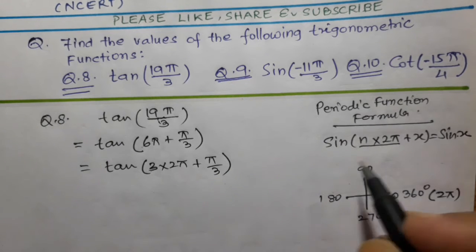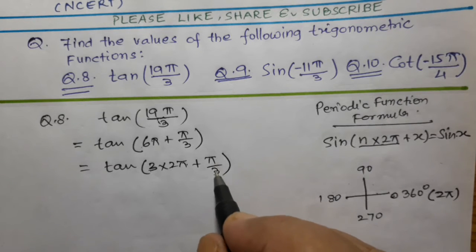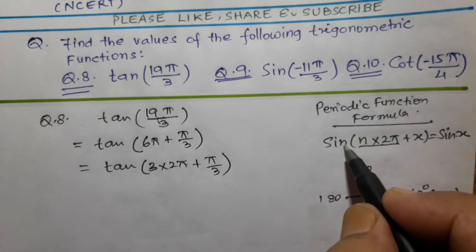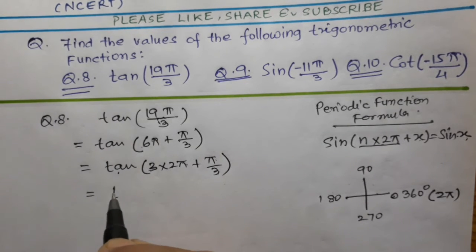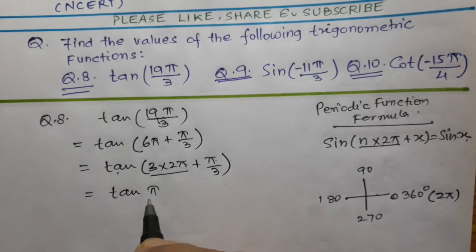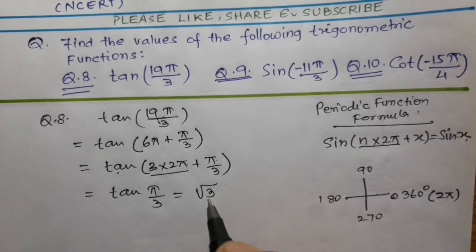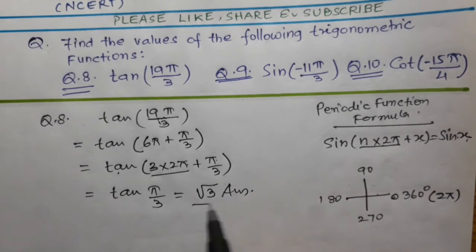So this 3 is equal to n, this 2 pi is 2 pi, and only pi by 3 is coming at the place of x. So it will be like sine x is equal to sine x. So tan pi by 3 will be equal to tan, we can ignore this as in this formula, tan pi by 3, and it is equal to root 3. Pi by 3 means pi by 3 into 180 degree, so it will be 60 degree. So tan 60 degree is also root 3. This is the answer.